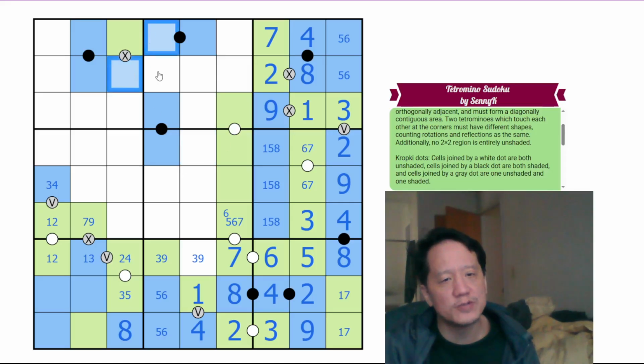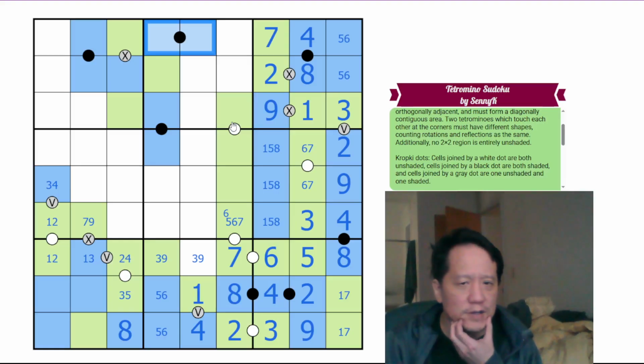These are not part of the same tetromino. It'd be too big. Did I mess it up? I don't know. I don't think so.